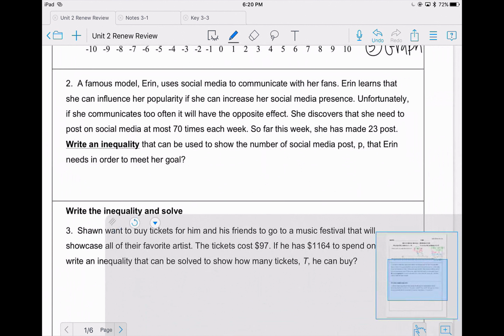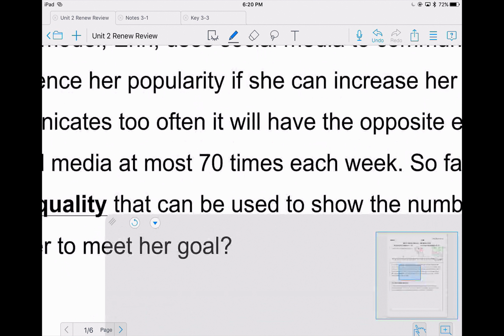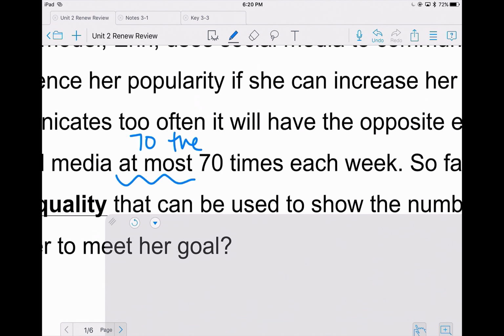For problem 2, Erin, a famous model, uses social media to communicate with her fans. She learns that she can influence her popularity if she can increase her social media presence. Unfortunately, if she communicates too often, it will have the opposite effects. She discovers she needs to post on social media at most 70 times each week. So at most, meaning 70 is the most, or the highest, or the greatest that she can have each week.